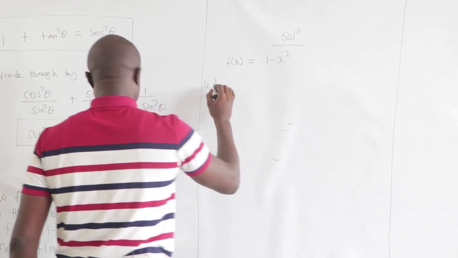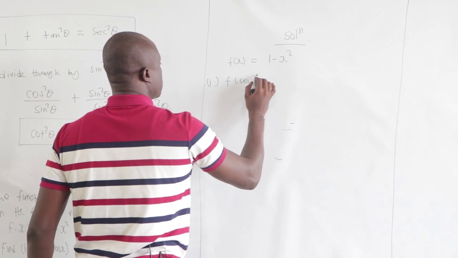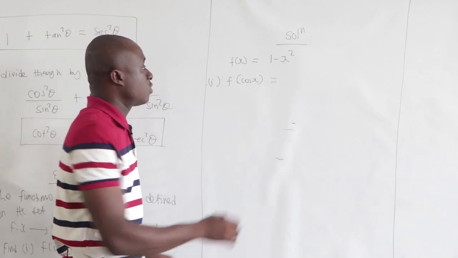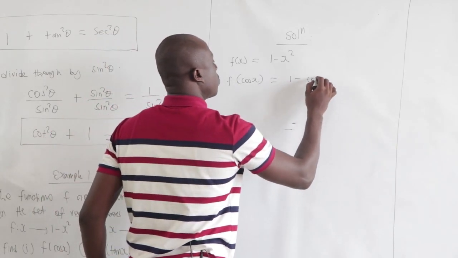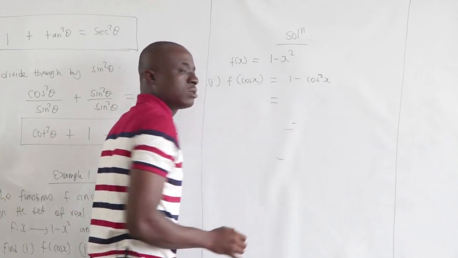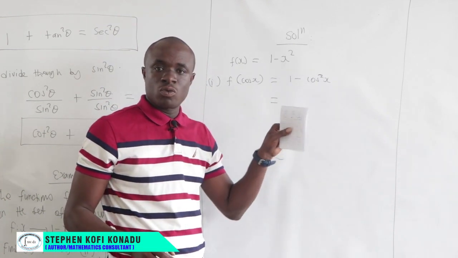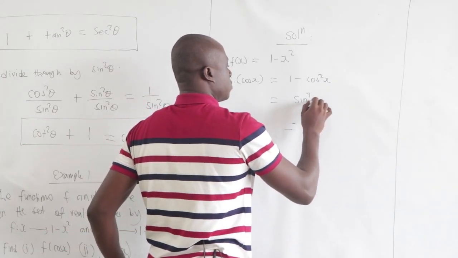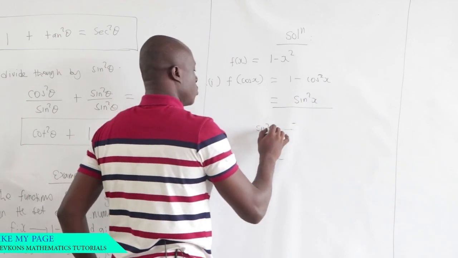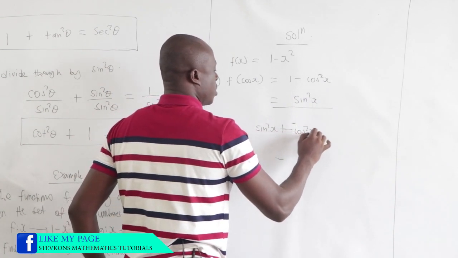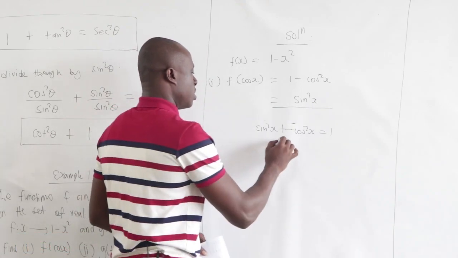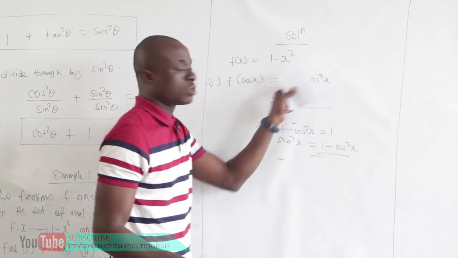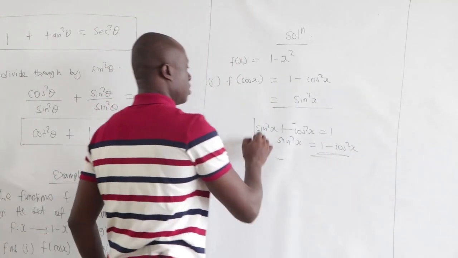The first one is telling us to find f of cos x. In place of x, wherever I see x, I have to put cos x over there. So this is 1 minus cos square x. Now, what is 1 minus cos square x? 1 minus cos square x is just sine square x. Why? We know sine square x plus cos square x is 1. So our sine square x is just 1 minus cos square x.